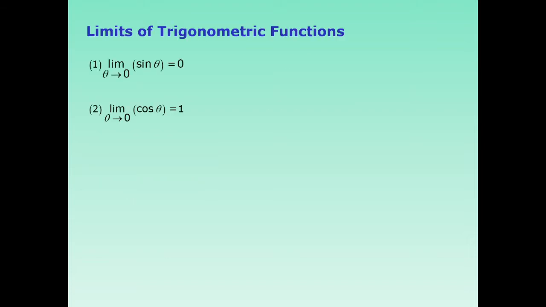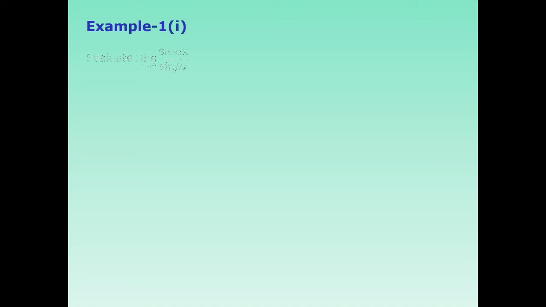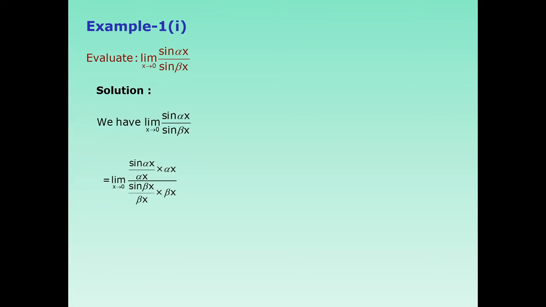Limit of trigonometric function. Limit theta tends to 0, sin theta by theta is 1, provided theta is measured in radian. Tan theta by theta is also 1. Now a few examples. Limit x tends to 0, sin alpha x upon sin beta x. Dividing numerator and denominator by alpha x and beta x respectively, and multiplying, now take the limit separately in the numerator and denominator. The limit is alpha by beta.